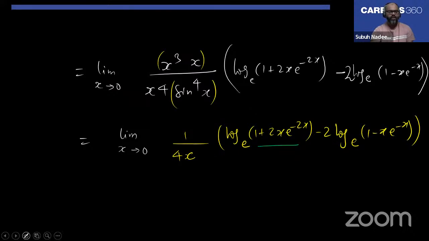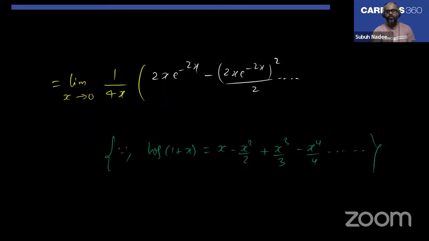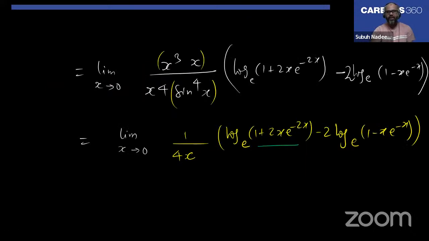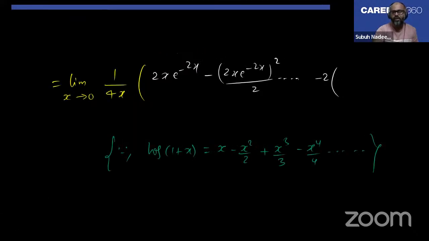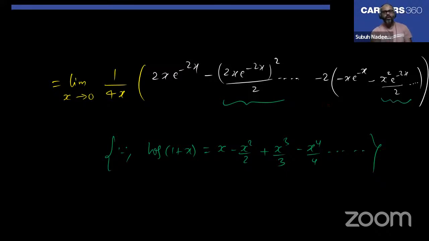Similarly, if we do for this one, this will be minus 2. And here it is 1 minus x e to the power minus x. So minus x e to the power minus x will be the first term, and minus x square by 2 will become minus x square e to the power minus 2x by 2, and so on till infinity. Now the higher powers of x, which are greater than 1, like this is x square, then there will be x cube, which will be coming. Here also x square and then x cube will be coming.